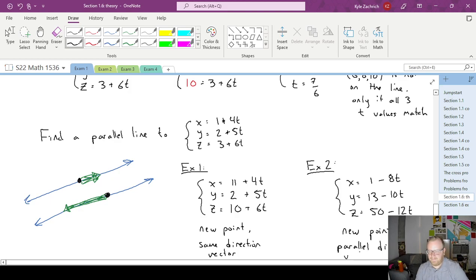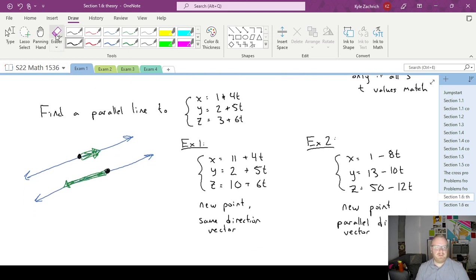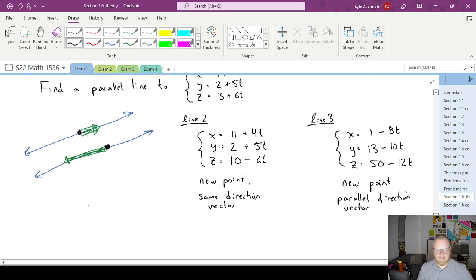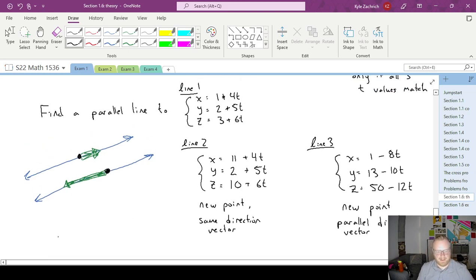All right, so maybe a better way to name these. We'll call this line 1, line 2, line 3, and we'll say lines 1, 2, and 3 are all parallel.